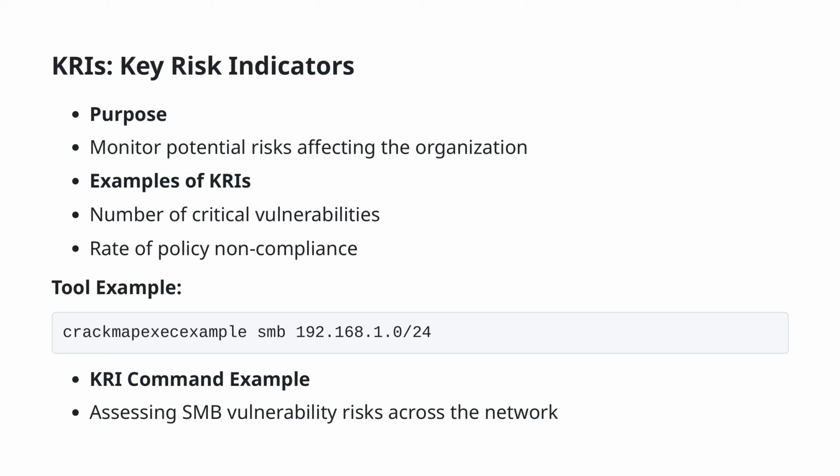As an example, a tool often used in this context is crackmapexec. Using the command crackmapexec example SMB 192.168.1.24, you can assess SMB vulnerability risks across your network. This enables you to proactively address security flaws before they can be exploited. By continuously monitoring these indicators, organizations can take preemptive actions to mitigate risks and maintain a secure and compliant operational environment.